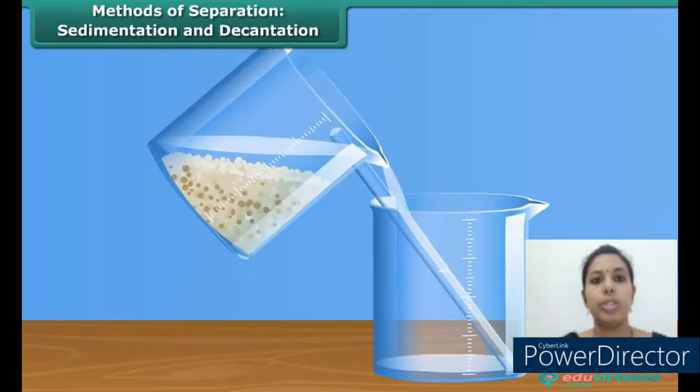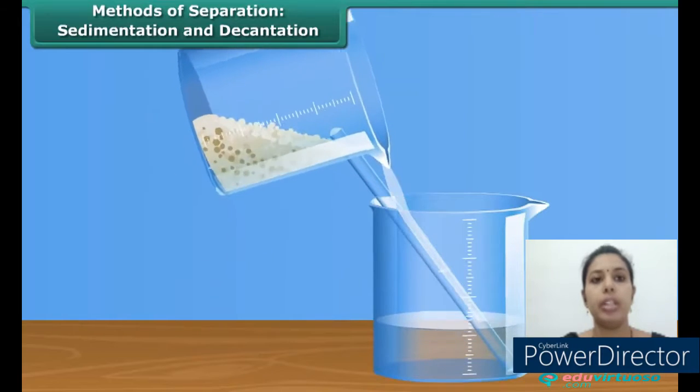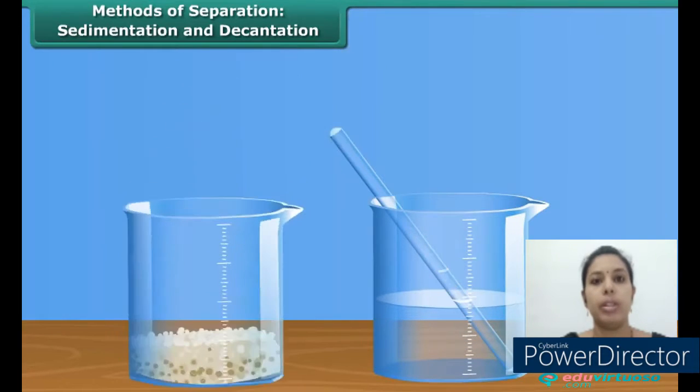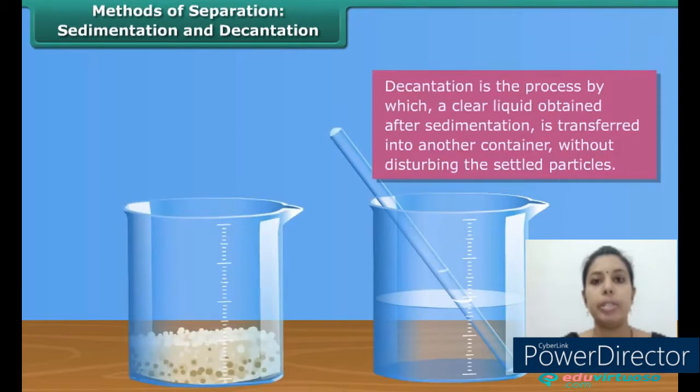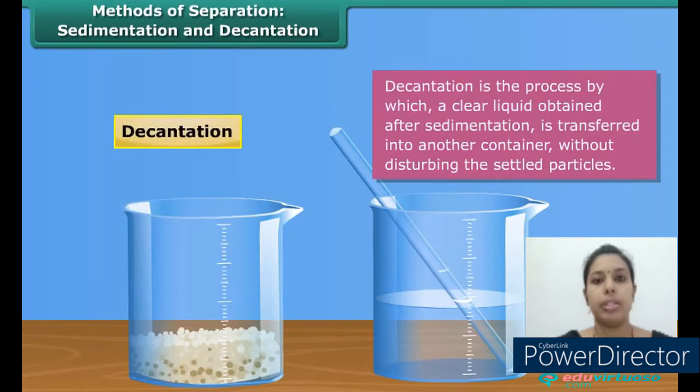Pour out the supernatant liquid carefully into another vessel by using a glass rod, without disturbing the sediment. This process is called decantation.